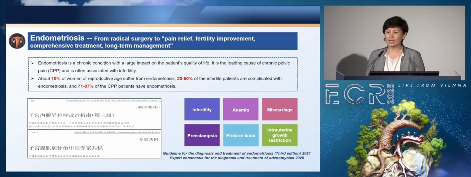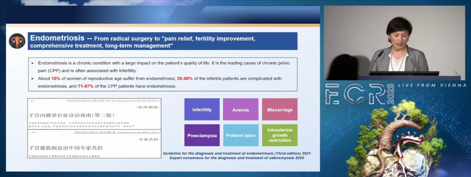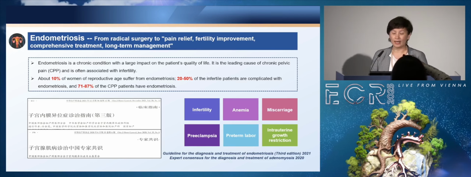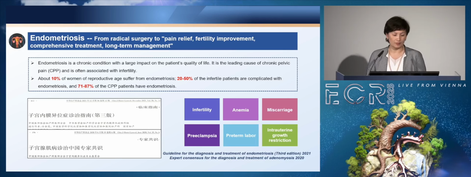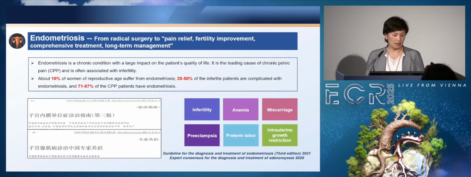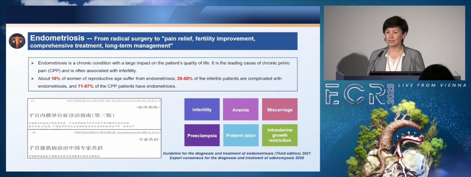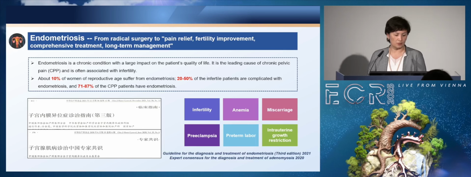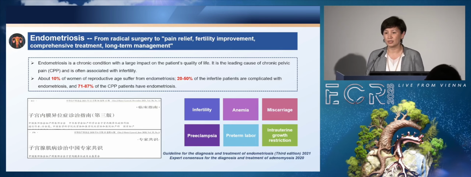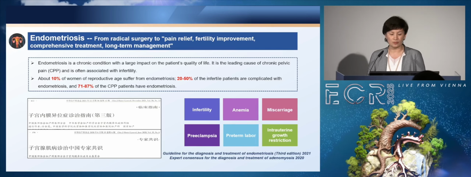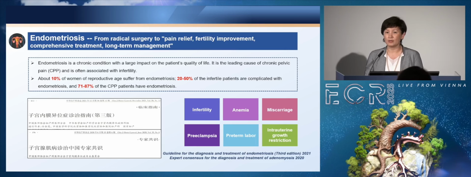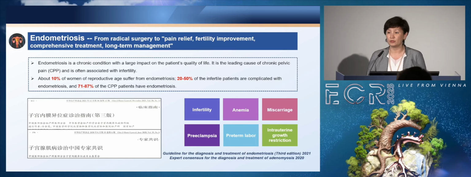As we know, endometriosis is a chronic condition with a large impact on the patient's quality of life, and is a leading cause of chronic pelvic pain, CPP, and is often associated with infertility. From the statistics, about 10% of reproductive age women suffer from endometriosis, 20 to 50% of infertile patients are complicated with endometriosis, and 71 to 87% of CPP patients have endometriosis.